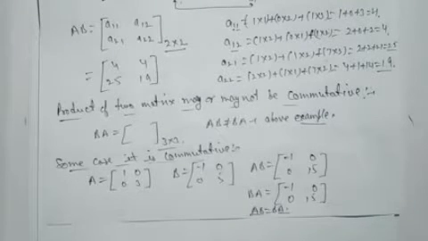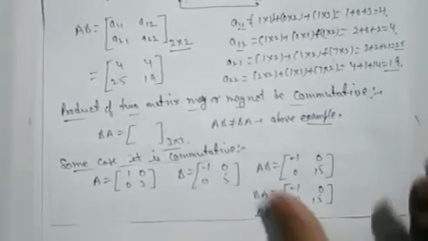So it may be commutative, may be non-commutative. So in a definite way we cannot say that it is commutative or not commutative. It depends upon the matrices, or generally we can say that the product of two matrices is not commutative, but it depends upon the matrices. Clear?